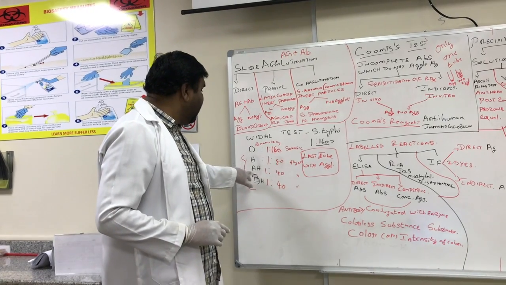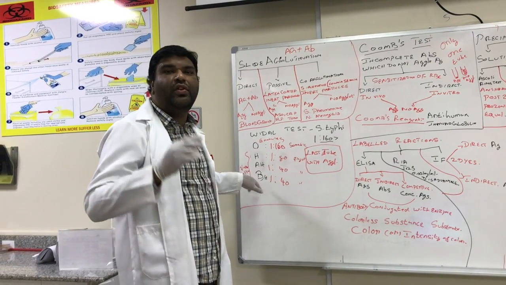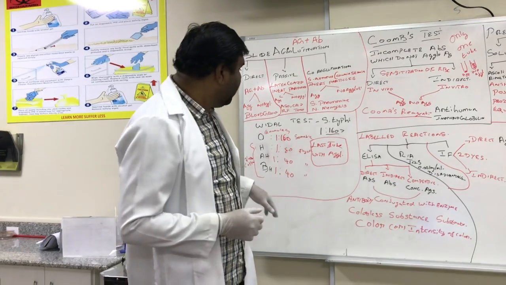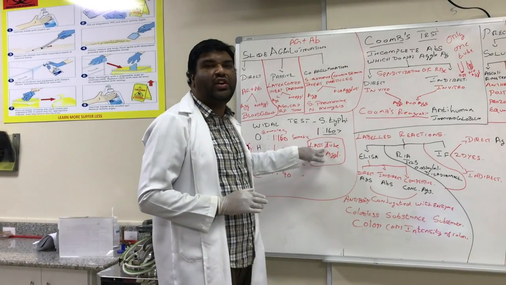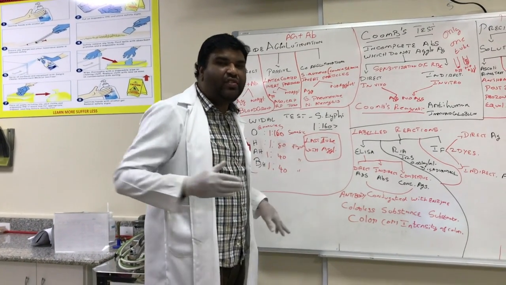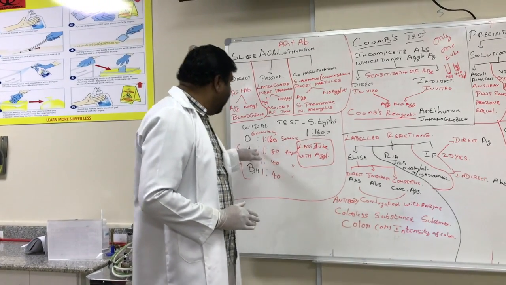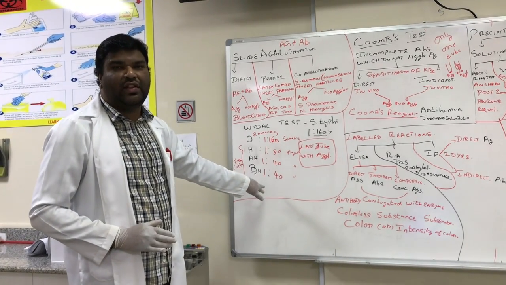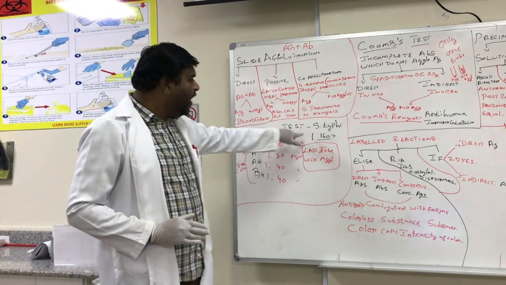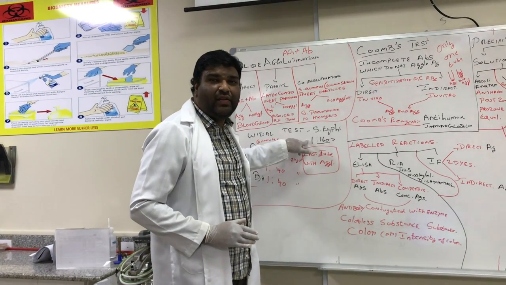If it is for H, AH or BH, it is in the form of a loose cottony appearance, and here also you have to see the agglutination till the last tube. So you have to see each and every step, and you have to take the titration value for all these things. Then you have to compare it with the significant value.